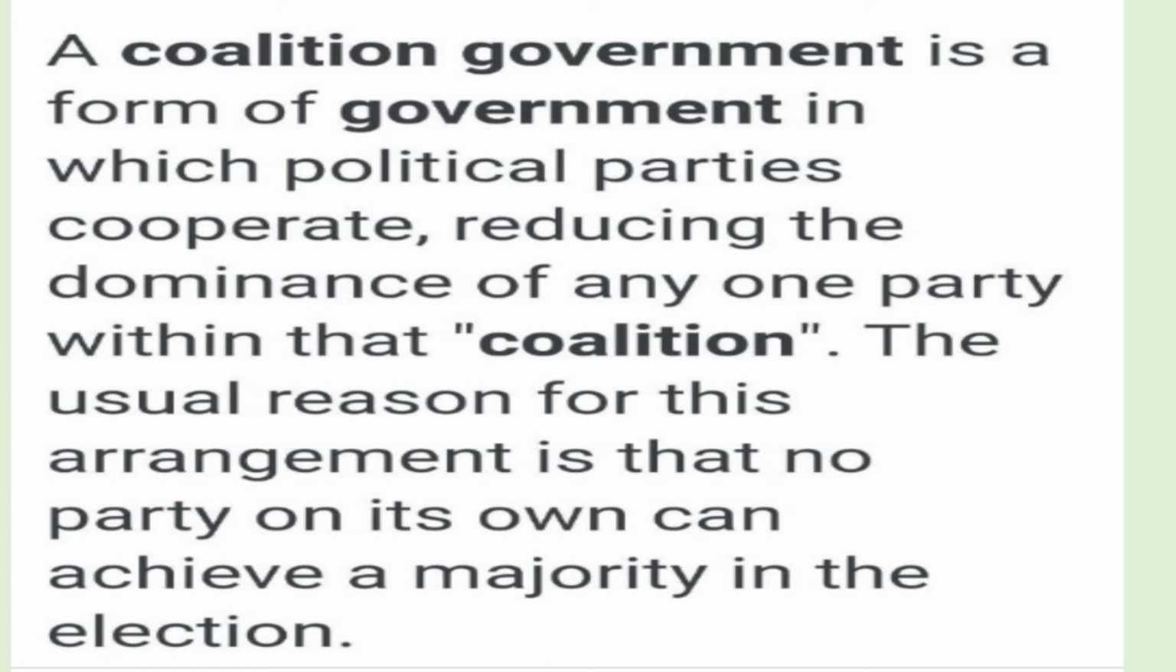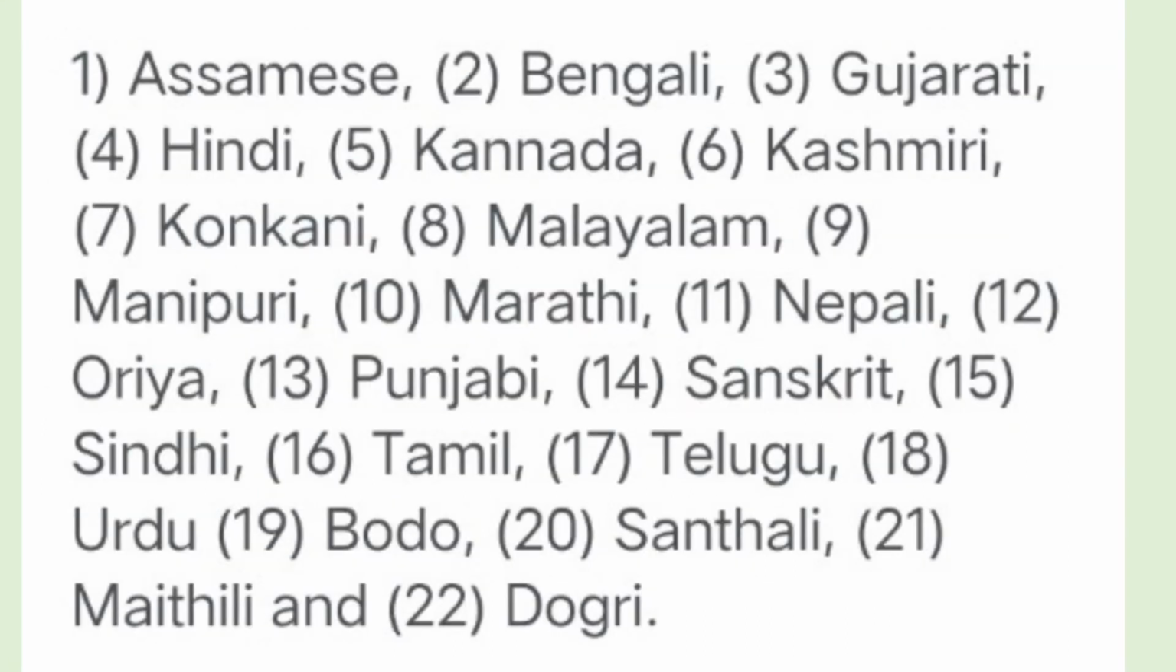Coalition government is a form of government in which political parties cooperate, reducing the dominance of one single party within that coalition. Everybody as an entity comes together. The usual reason for this is that no party on its own can achieve a majority in the election. When no single party gets a majority, they form a coalition and they rule. So the language policy has today recognized 22 languages as the statutory languages.